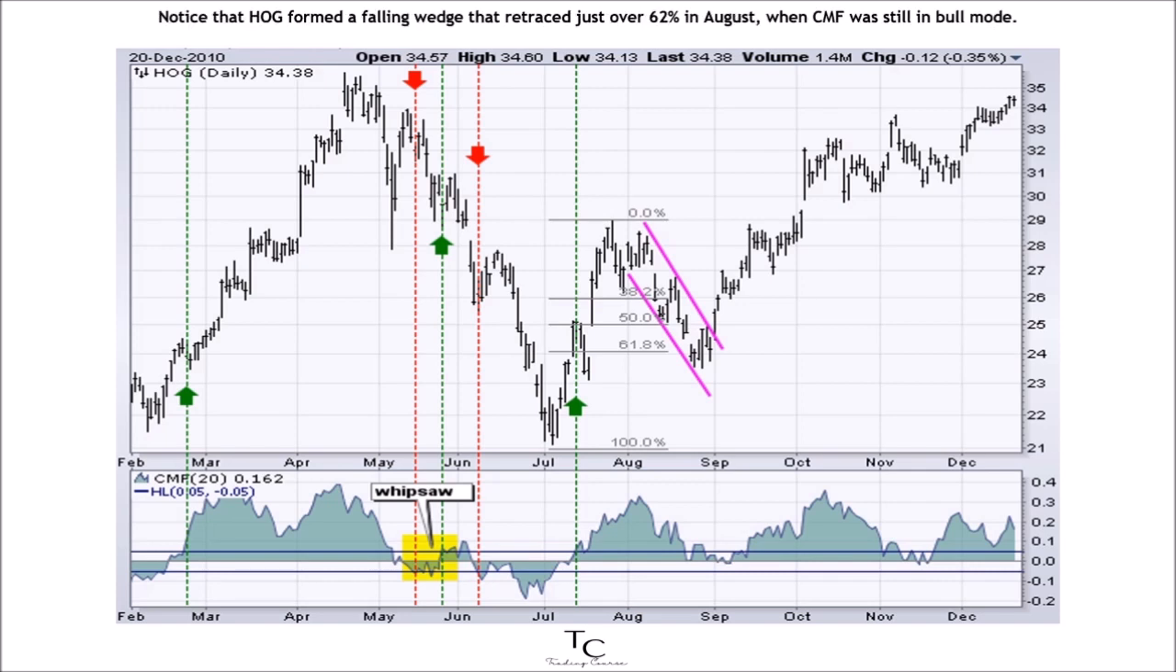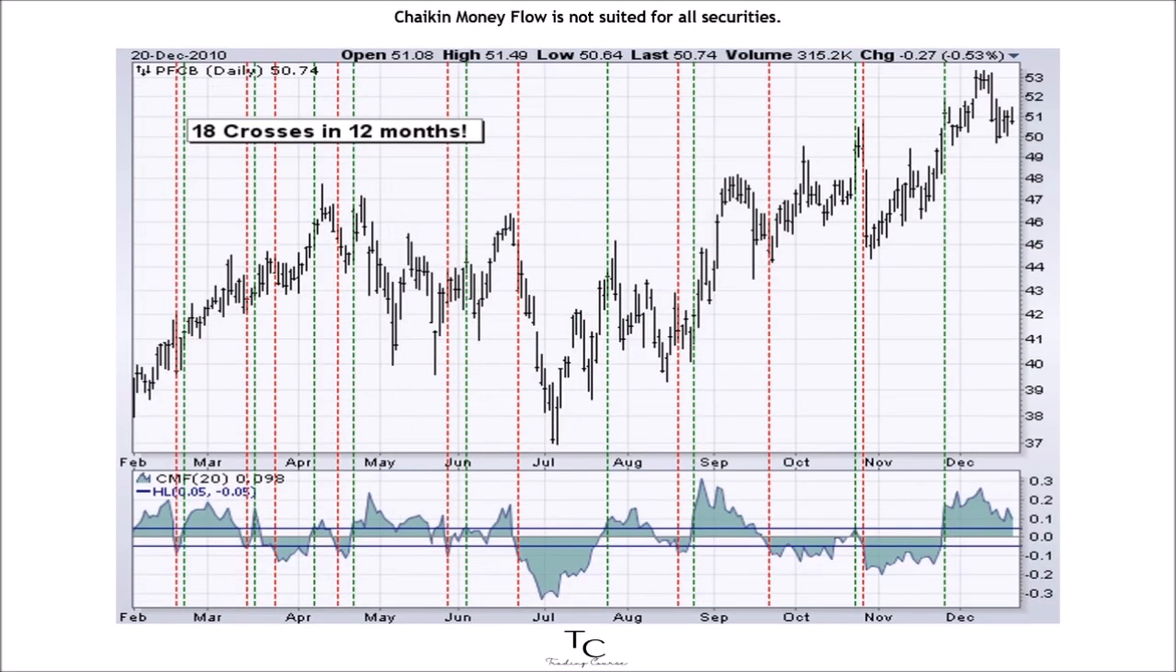Notice that HOG formed a falling wedge that retraced just over 62% in August, when CMF was still in bull mode. This pullback offered a second chance to partake in the CMF signal.